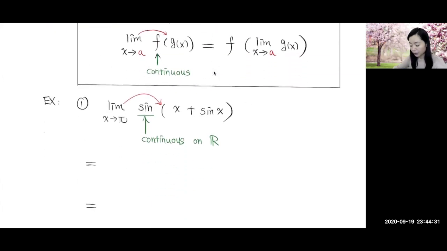Okay, now let's look at this example. First of all, the sine function is a continuous function. So we can bring this limit in. That will become sine of the limit.